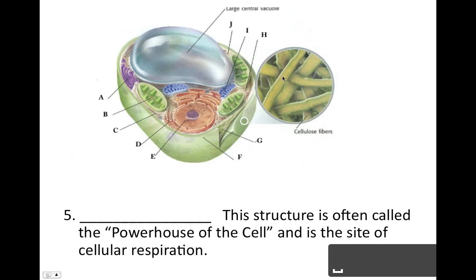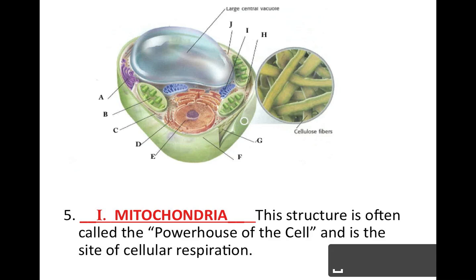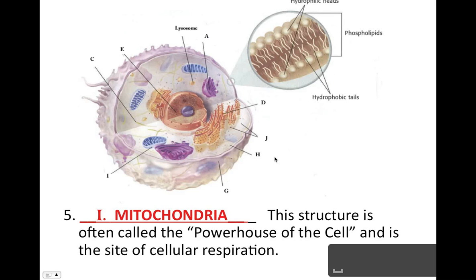Number 5. This structure is often called the powerhouse of the cell, and it's the site of cellular respiration. Remember, respiration is a process by which all life changes their food and nutrients into energy that can be used. In this case, that would be the mitochondria. In the mitochondria, these little blue things here, all these little curves and nooks and crannies give it a lot more surface area. And here is the same thing in the animal cell. Again, mitochondria.